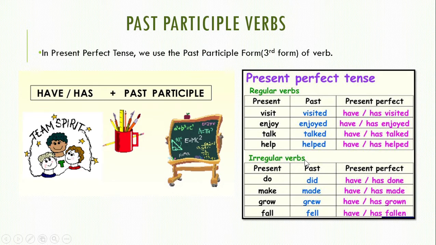Irregular verbs, they change. We have the example here. In present, we have do and make. In past, do goes to did and make goes to made. But in present perfect, first we need to add the auxiliary have or has plus the past participle. Do goes to done and make goes to made.